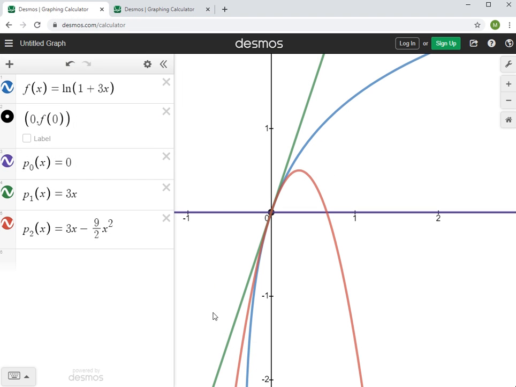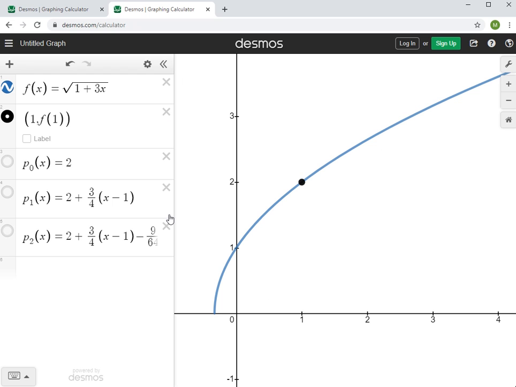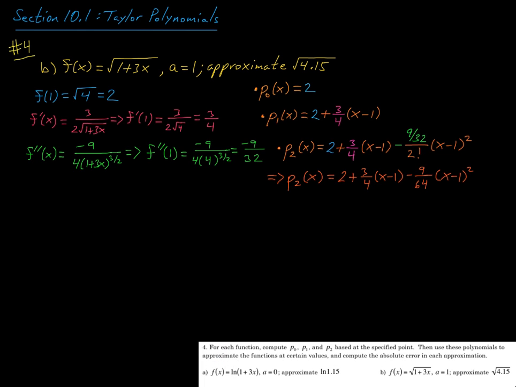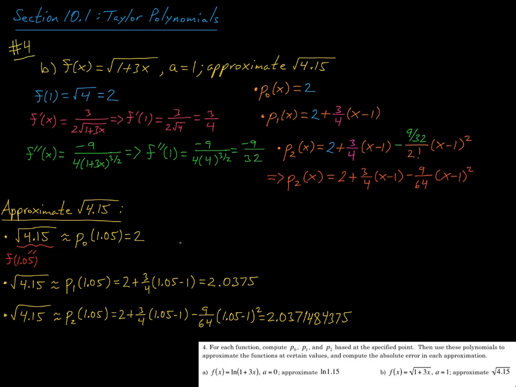All right, so let's go to the graph, get a feel for what this looks like. So here is our square root function in blue. We're looking at things now at the point 1 comma f of 1. And so there's our P0, right? This is just the horizontal line that passes through this point. P1 of x, that's our tangent line approximation. And then P2 of x, that's our quadratic approximation. All right, so now let's go ahead and use these polynomials to approximate this number, square root of 4.15.